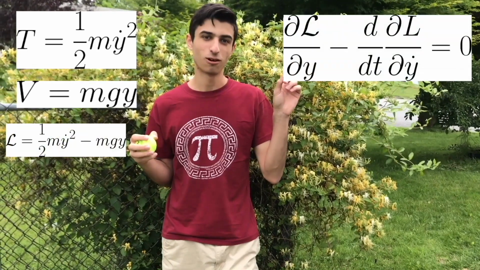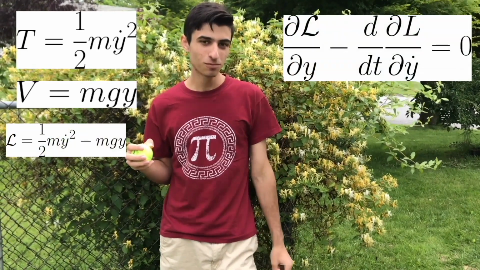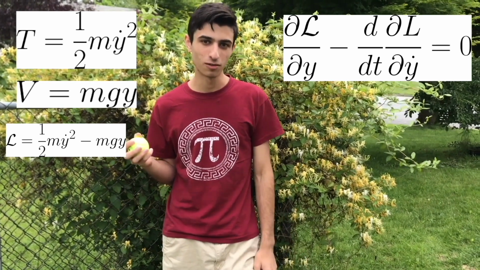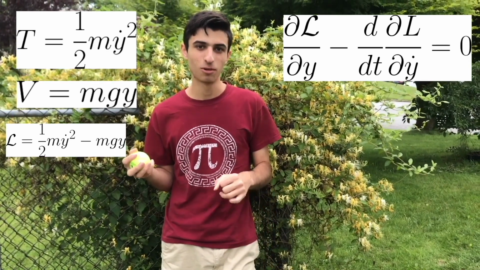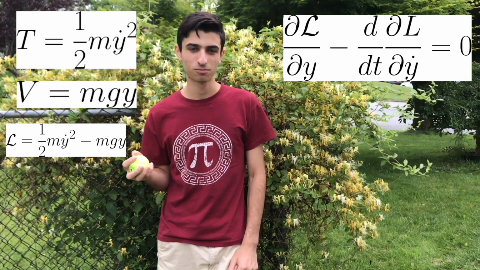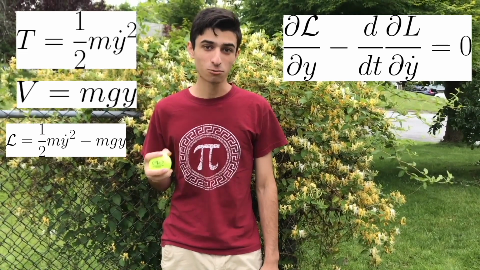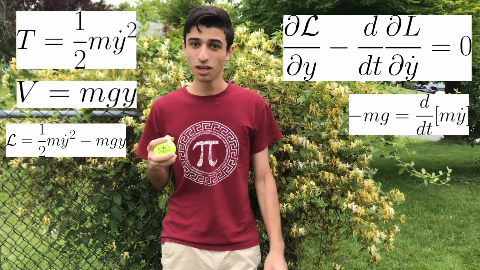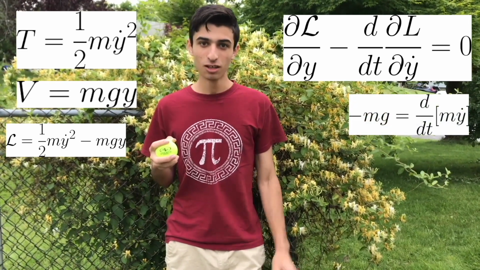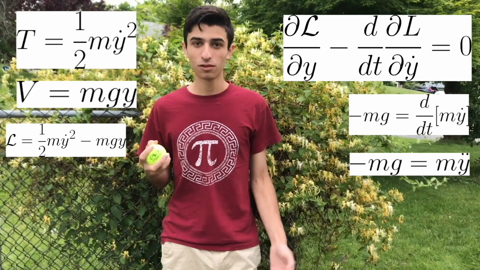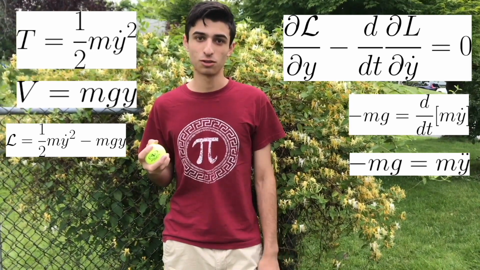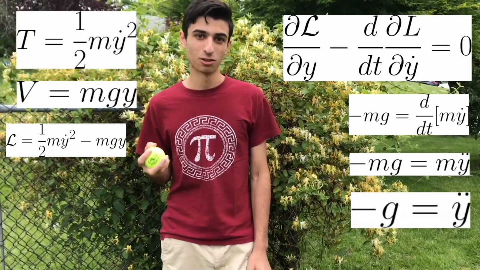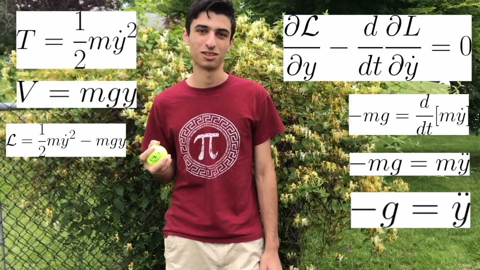Recall the Euler-Lagrange equation. That cursive d is simply a partial derivative, meaning that we treat one variable, ignoring the rest as constants. Partially differentiating our Lagrangian with respect to y and y dot gives us this. Taking the time derivative of the right side leaves us with this, giving us the second derivative of position, which is acceleration. And there you have it, the Lagrangian version of solving for g.